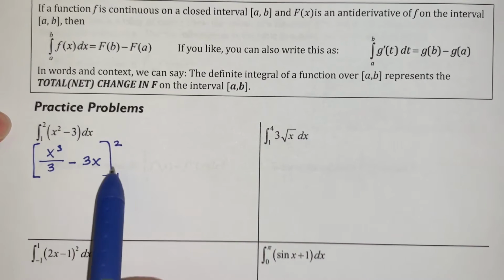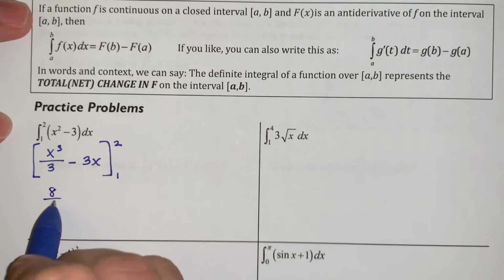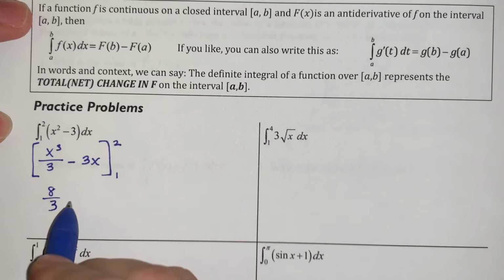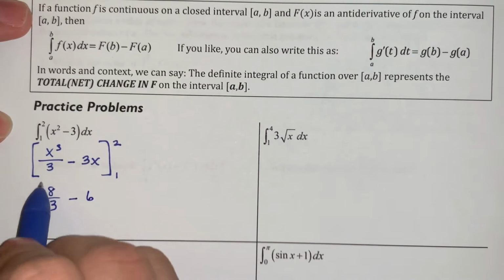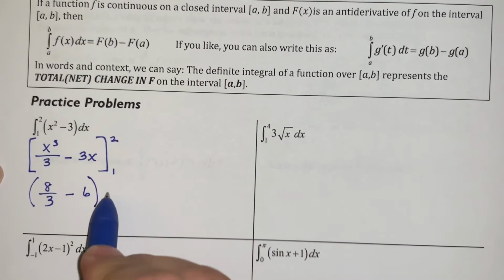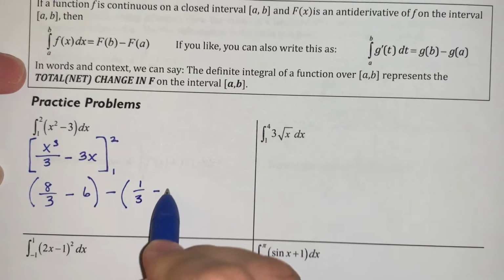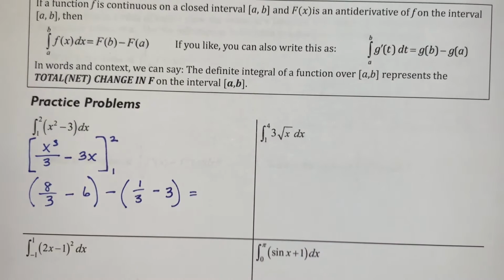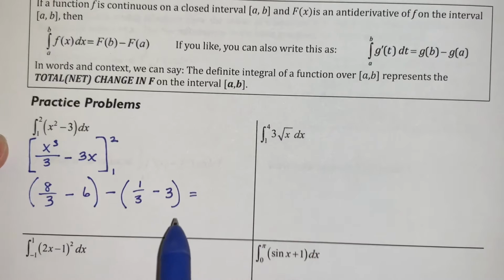So we integrated the function, and then we're just going to plug in our upper bound. That's going to be 2 cubed is 8 over 3. And then we plug in 2 into that: 2 times 3 is 6. So again, we're plugging in 2 into our function. Then we're going to subtract that from plugging in 1. So this will be just 1/3 minus 3. And if I do that math, I'll end up with 7 over 3.